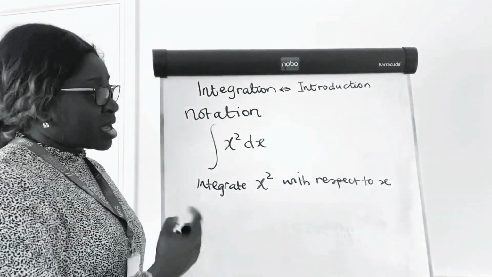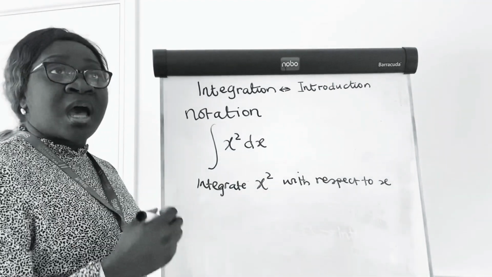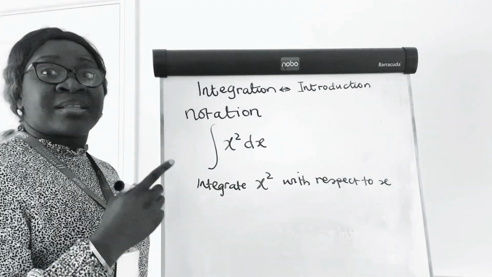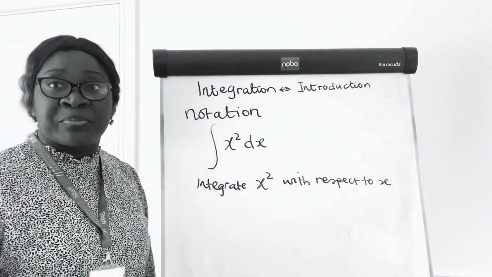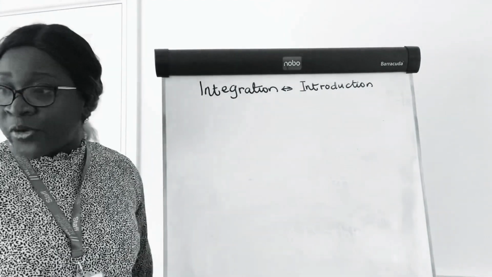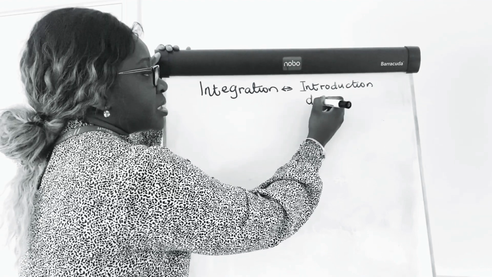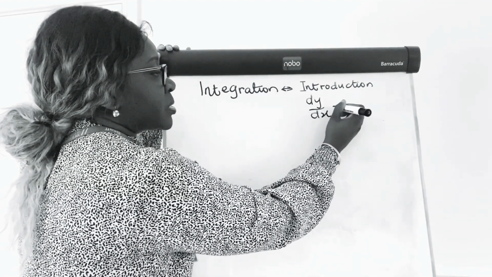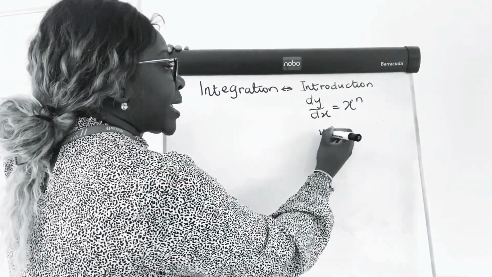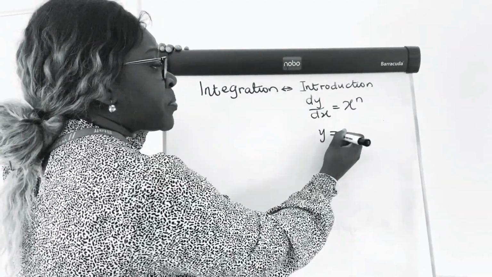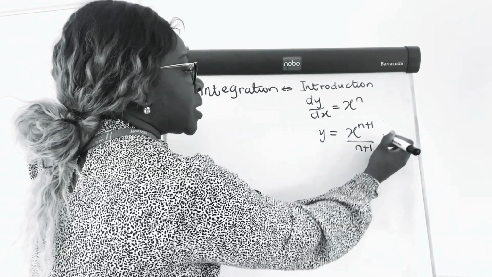I'm going to write down a little formula that can help us to work out the integral each time. If I put that formula there, then we can use it to have a look at a few examples. So the formula for integration, let's write that down. If dy by dx is equal to, let's say, x to the power of n, then y, which is the integral, must be equal to x to the power of n plus 1 over n plus 1, plus c.